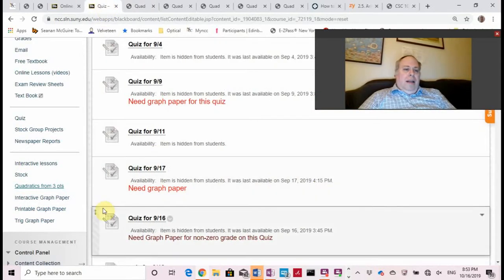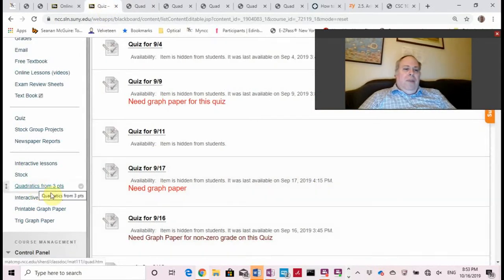One way to get at it is you can just look at the website, but one way to get it is by clicking on Blackboard, on quadratics from 3 points. What we're going to learn about today is how to find a quadratic from 3 points. Now, why 3 points? Why not 2 points like we did with lines?